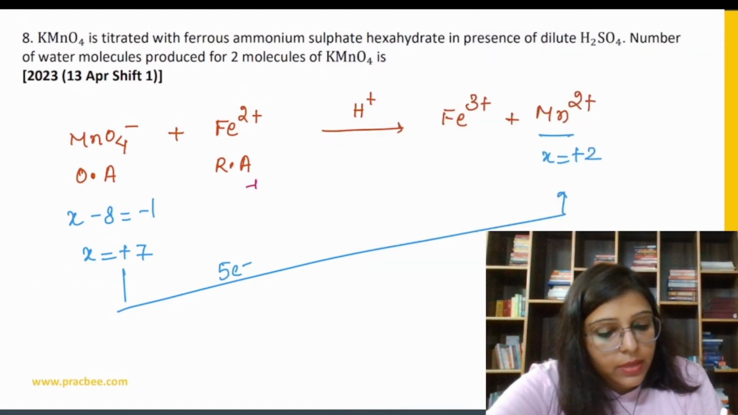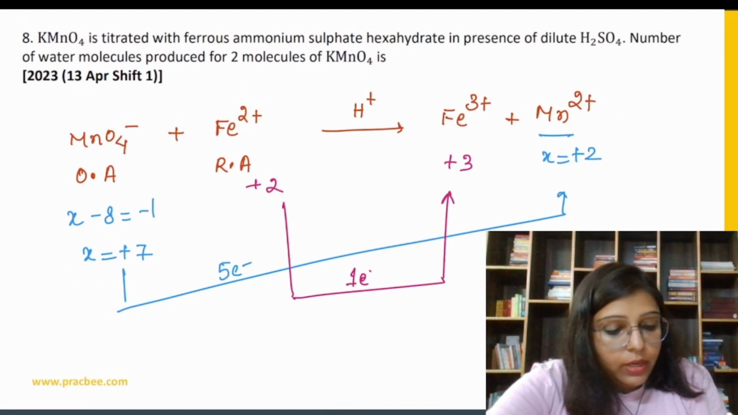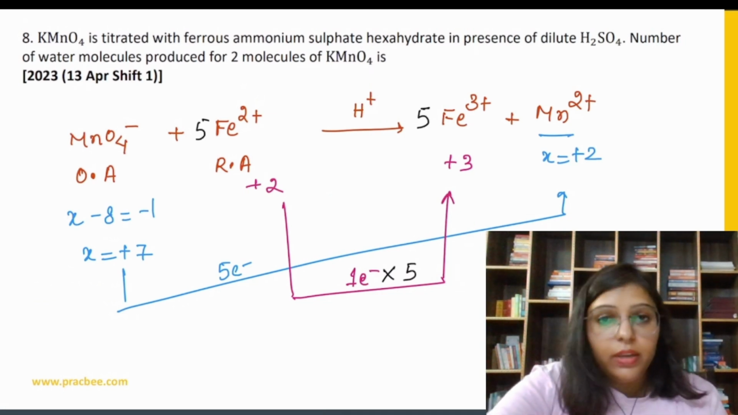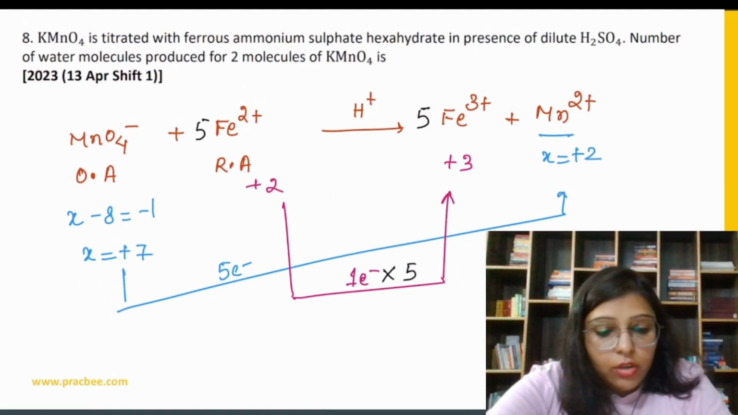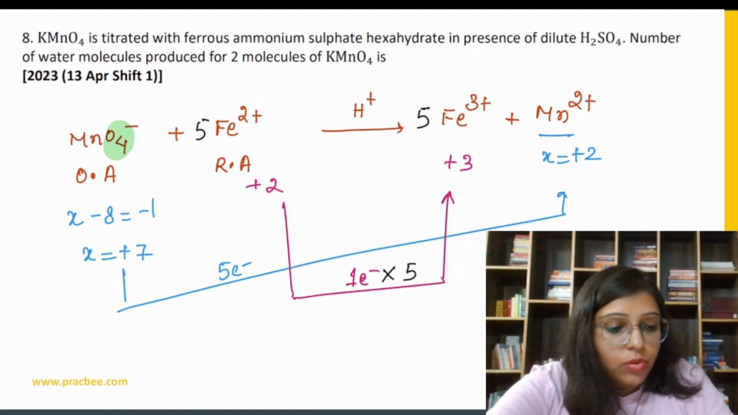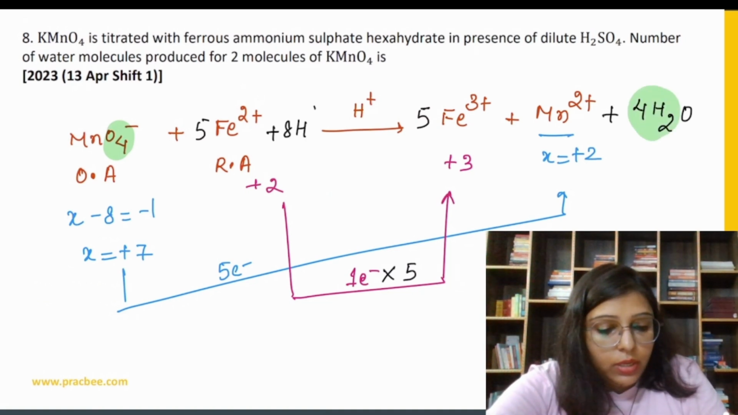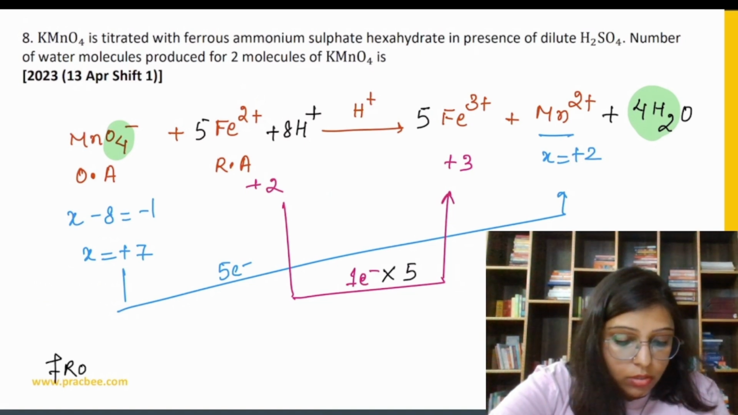Here this is plus 2 and here it is plus 3, so there is a change of 1 electron. Now what we are going to do, I have to multiply this with 5. So here we write 5, here we write 5 in order to balance the electron. Now the last step is to balance oxygen. Here we have 4 oxygen atoms, so I am going to write 4H2O over here. Now we have 8 hydrogen, so I am going to write 8H plus over here. Okay?